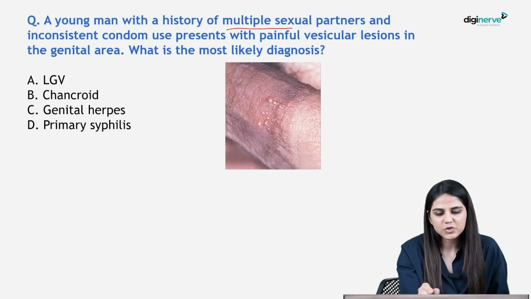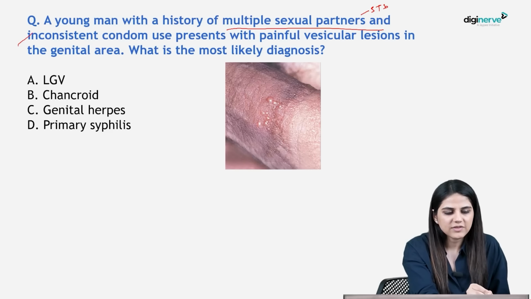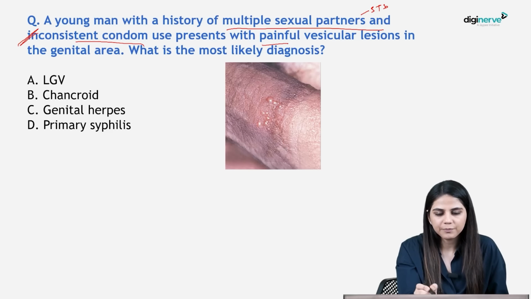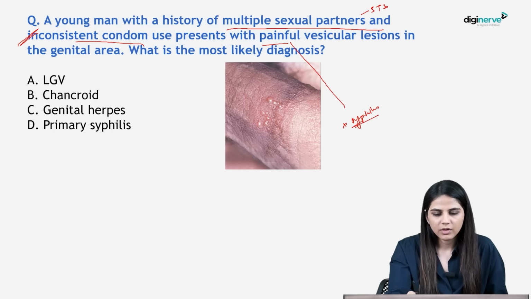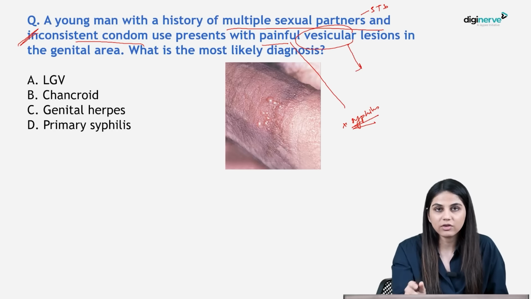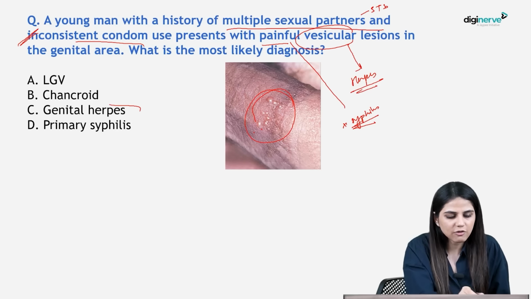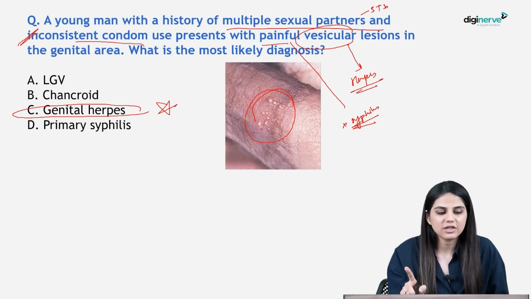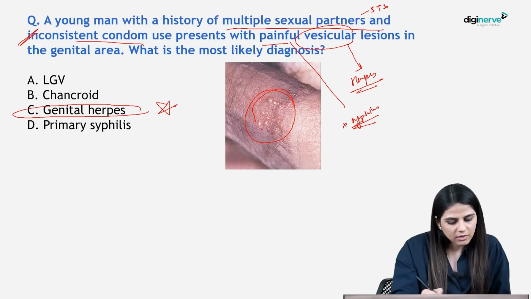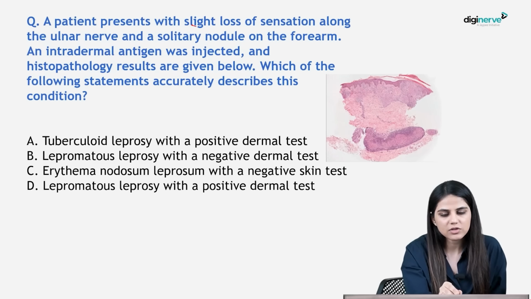Young man, multiple sexual partners, probably pointing towards an STD. Risk factor, inconsistent condom use. Painful, so it cannot be syphilis. Remember that. Next is vesicular lesion, so it cannot be any other STD. Vesicular is herpes on the genital area. So multiple grouped vesicles, characteristic of genital herpes. Remember that. None of the others show vesicular lesions. Alright, answer is C.